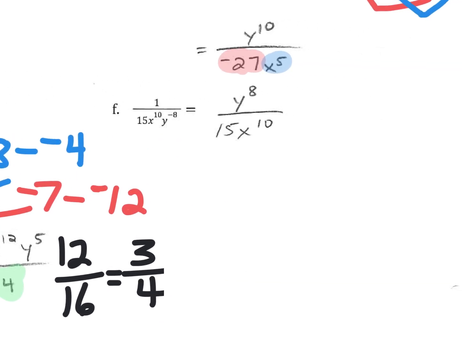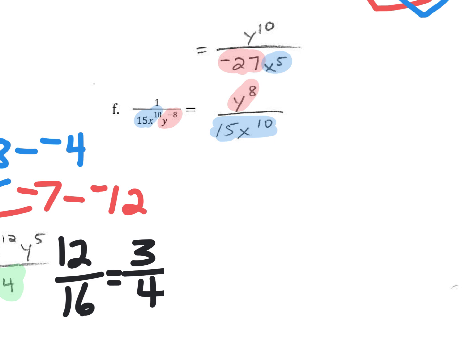The last one, letter F. This one is a very quick one. There's only one term that we can move. Y to the negative eighth. We need to move it because we don't want to keep a negative underneath. We can move that term to be up on top. 15x to the 10th stays on the bottom because it was fine the way it was. We can have numbers on the bottom, we just can't have negative exponents.